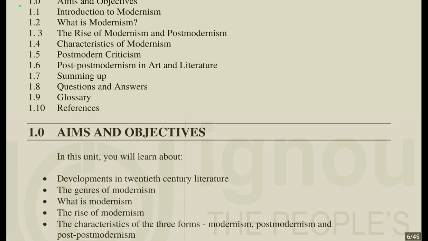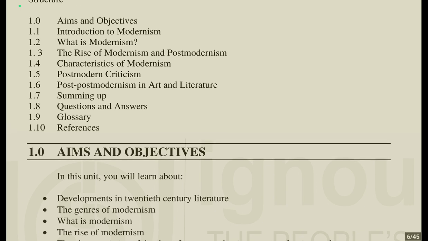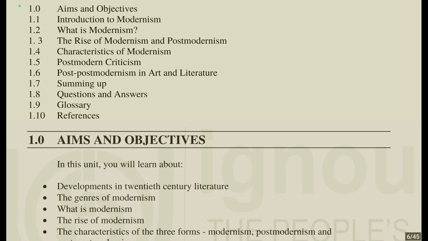Then comes postmodernism, postmodern criticism. Now, theoretically, after characteristics of modernism, there should have been something like characteristics of postmodernism, since they're introducing 2 different topics in this single chapter. But never mind, they've introduced postmodern criticism, criticism regarding postmodernism. Maybe some people didn't like postmodernism, whatever it is. I mean, there are haters for everyone and everything, right?